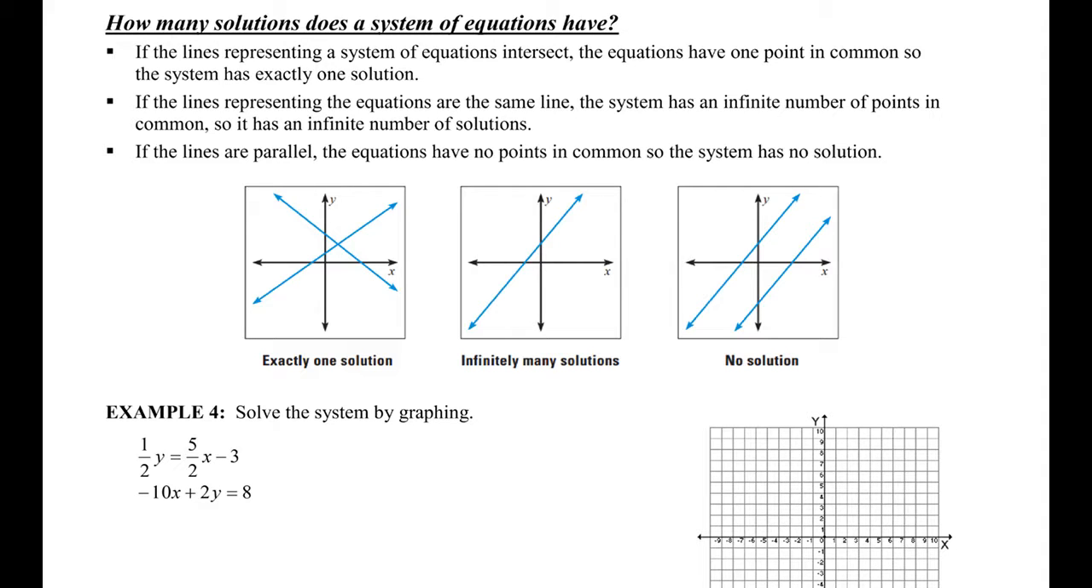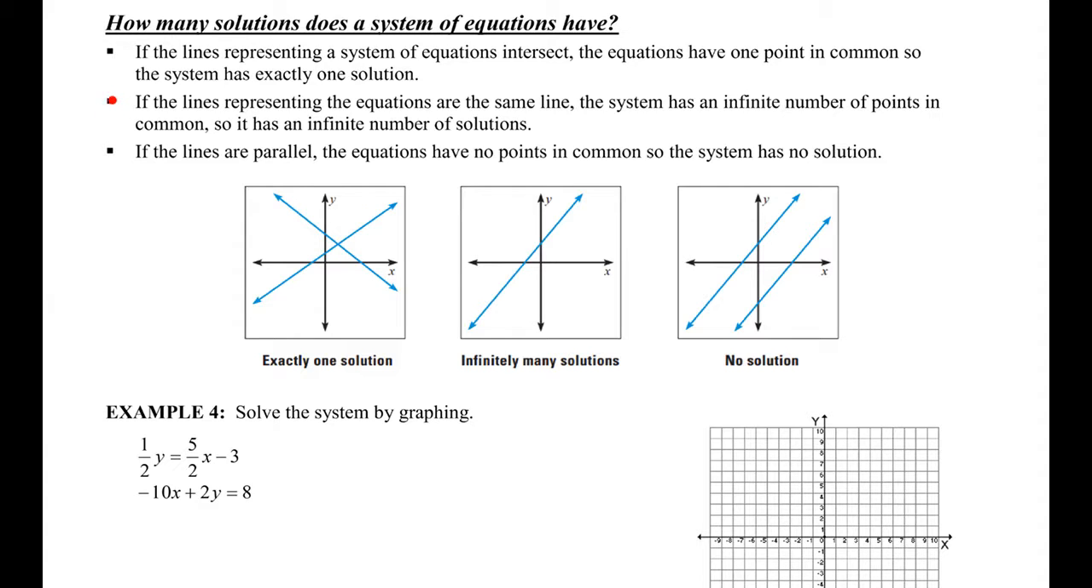The second page talks about how many solutions a system of equations has. If the lines representing a system of equations intersect, the equations have exactly one point in common, so the system has exactly one solution, demonstrated with the first image below. They intersect at one point, so they have one solution.